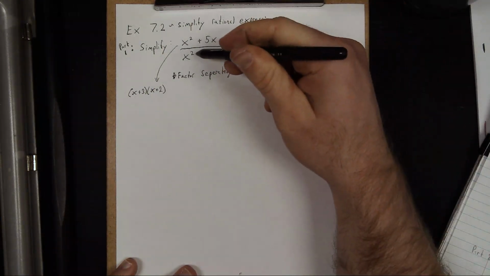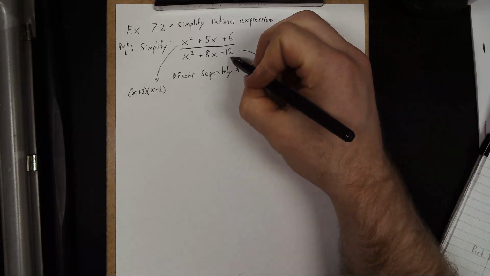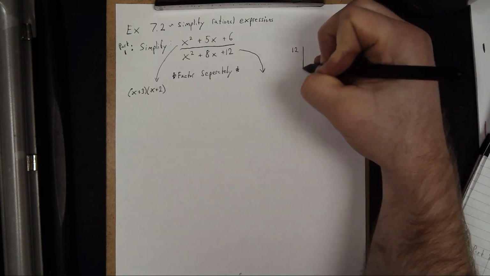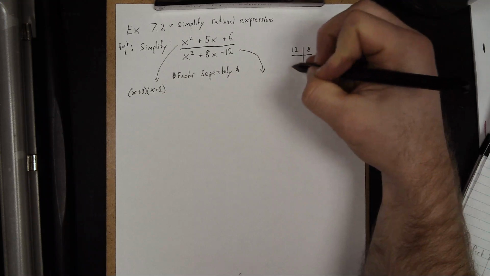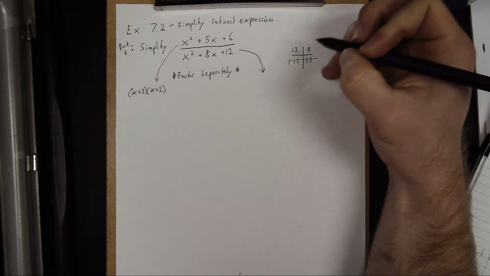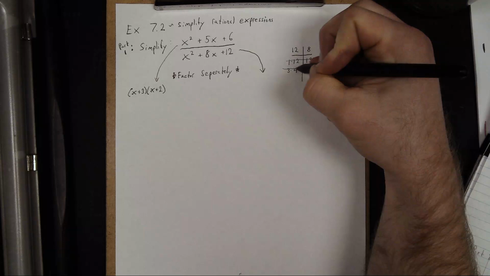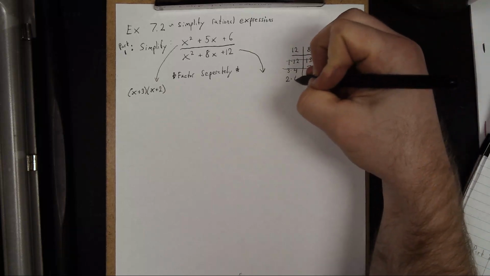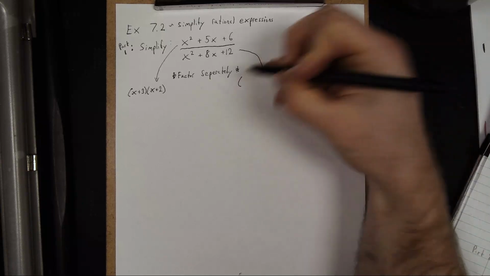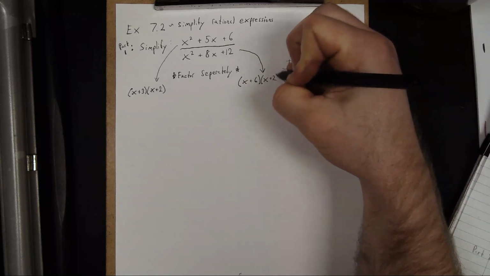Here, we've got x squared plus 8x plus 12. We need two things that multiply to be 12, add to be 8. I'm not so sure, so I'm going to go over here. We got 1 times 12, that adds to be 13, so that's no good. We've got 3 times 4, that adds to be 7, that's no good. Okay, so we got 2 times 6, that adds to be 8. There's our numbers. We can jump to our factors: x plus 6 times x plus 2.